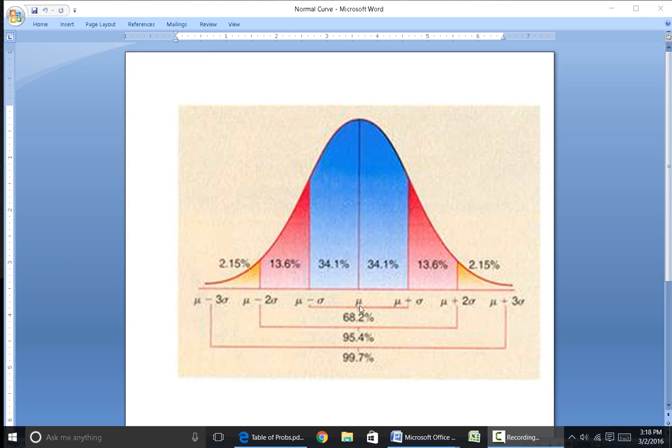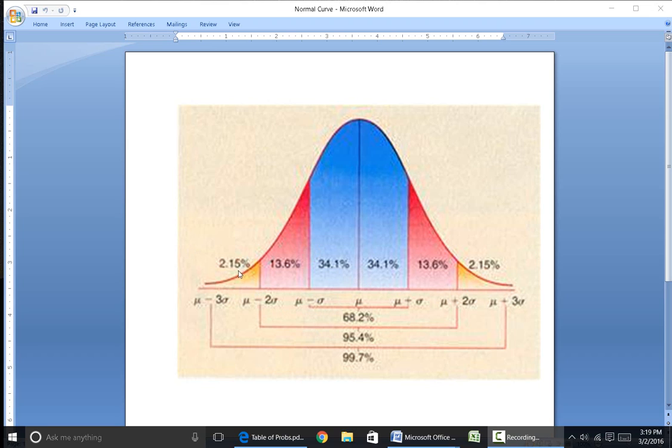Remember we talked about this middle value here, mu, representing the mean, and then sigma is the standard deviation. So I go 1 standard deviation above the mean, and then 2 over here, and then 3, and then we go below the mean: mu minus sigma, 1 standard deviation below, and then mu minus 2 sigma, 2 standard deviations below, and so forth. And then you notice the percentages.